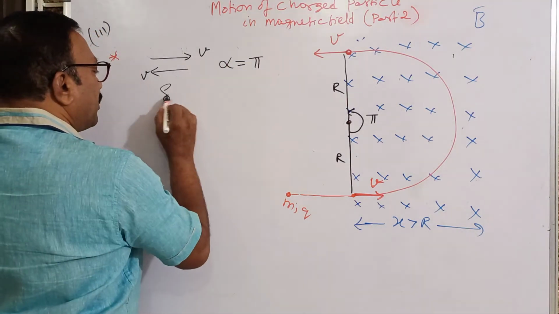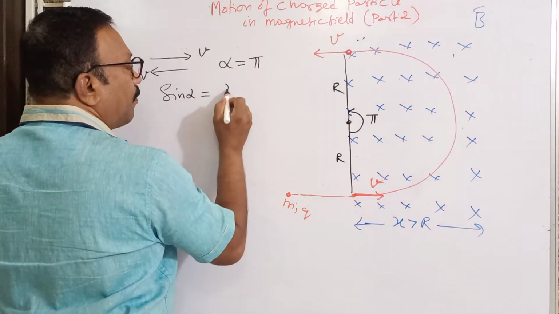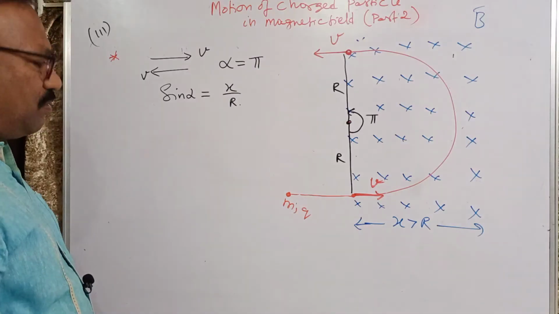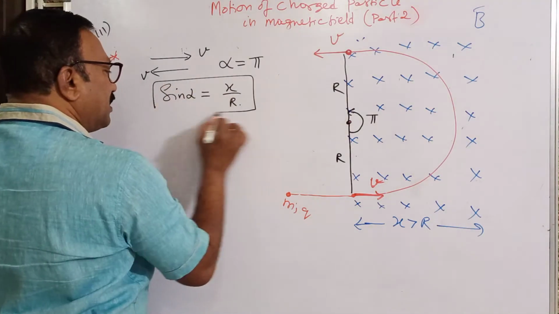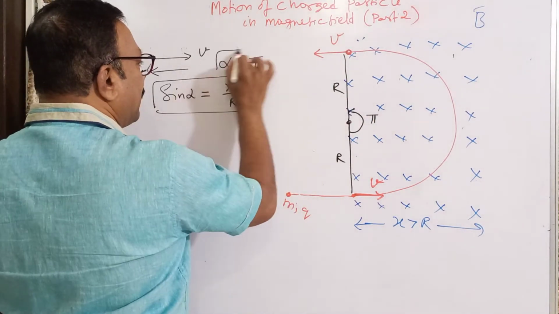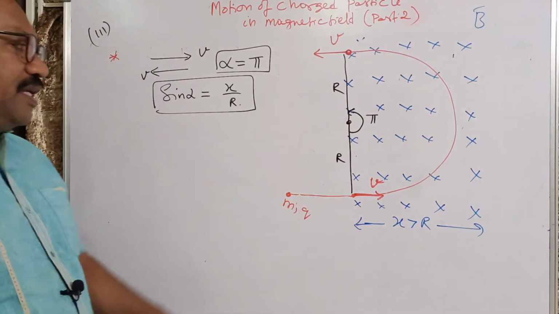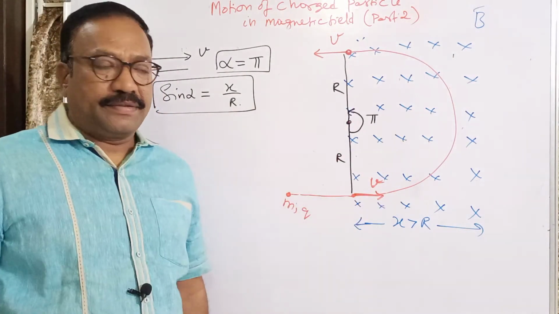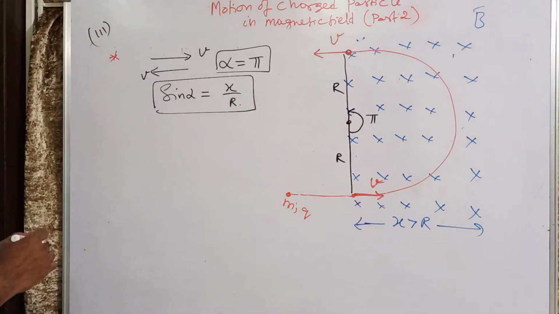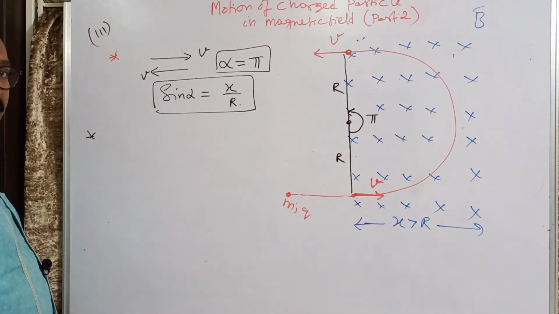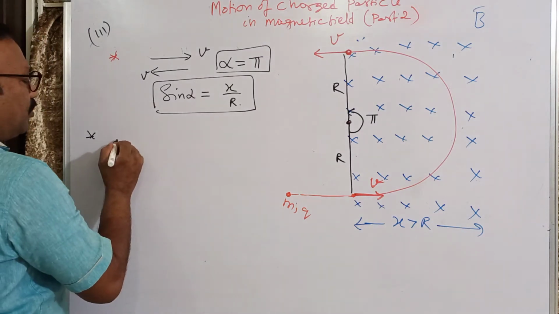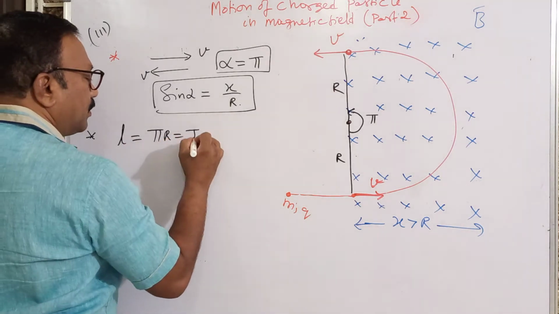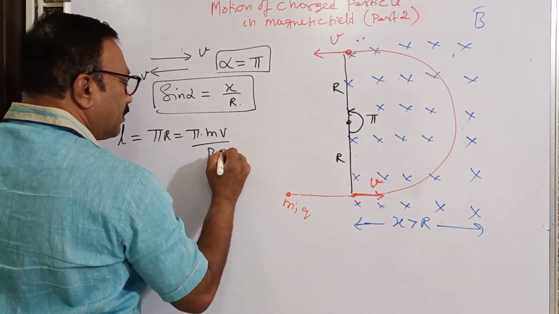Or else we can use your relation sin alpha is equal to x divided by radius. Here the x value is not possible, but if at all x is given, okay, you can do it. But in this case, I can directly take alpha as 180 degrees only. It has covered an angle of 180 degrees. What is the next question you have? Length of the arc. See, the length of the arc is how much? Half of the circle. That is nothing but pi r. This is pi into mv divided by Bq.